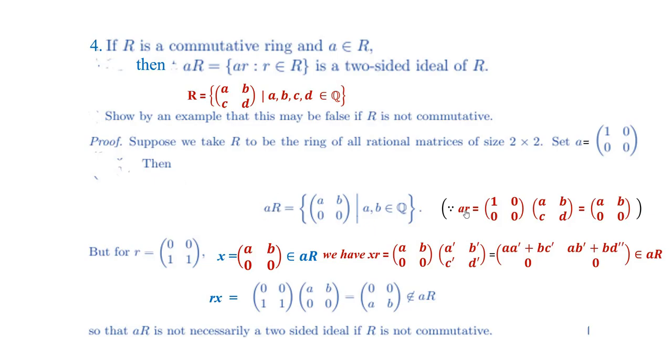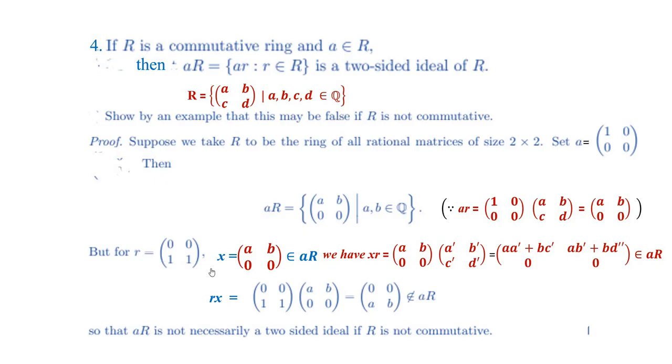Then aR, when we compute, will be elements of the form ar. a is this, 1 0 0 0, and any arbitrary element in capital R is taken as this. When we multiply, you have a with this, and then this with this gives you b, and the other two entries are 0. So my aR has elements of this form: a, b, 0, 0, 2 by 2 matrices with entries a and b from the field of rational numbers.